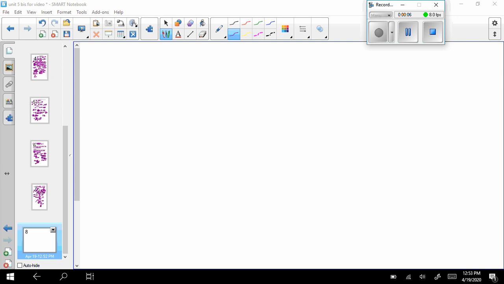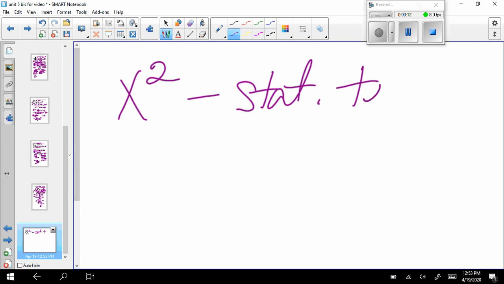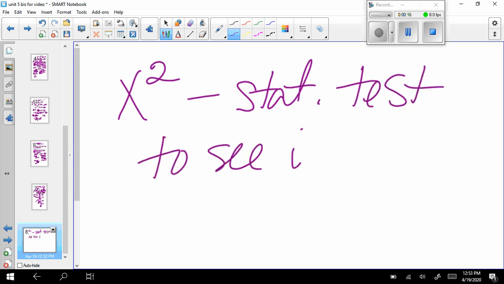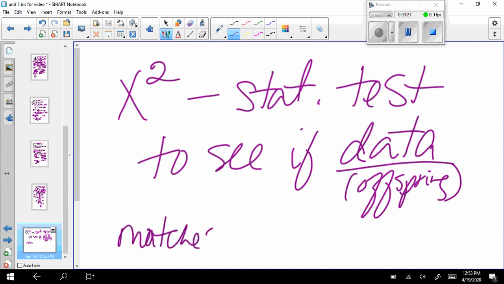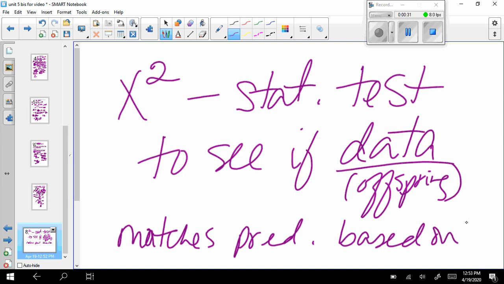I never brought up chi-square. And so chi-square is really important because that is the statistical test that we do. It's to see if our data, so usually our data is our offspring that we're talking about, matches our predictions.